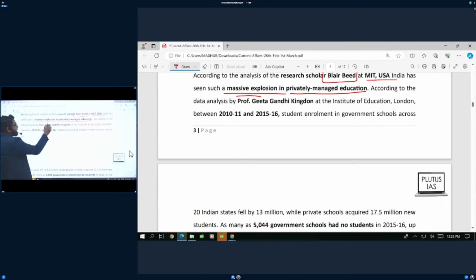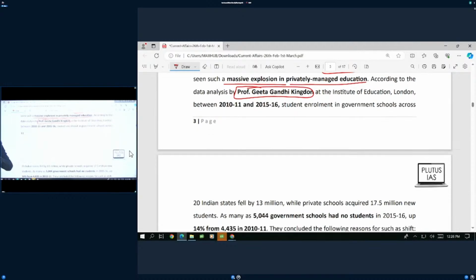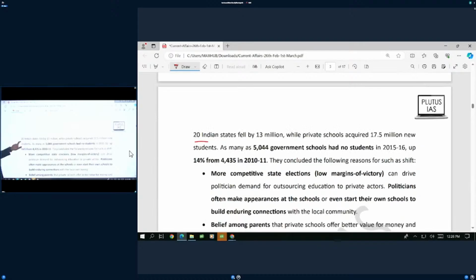Also an analysis by Professor Geeta Gandhi Kingdon of the Institute of Education, London. इन दोनों ने स्टडी करी, अलग अलग स्टडी है, उसकी अलग है, इसकी अलग है. And both found one common thing, that government schools in India are declining. जैसे government schools, enrollment in government schools decreased by 13 million, 1.3 crore. People preferred not to go to government school.